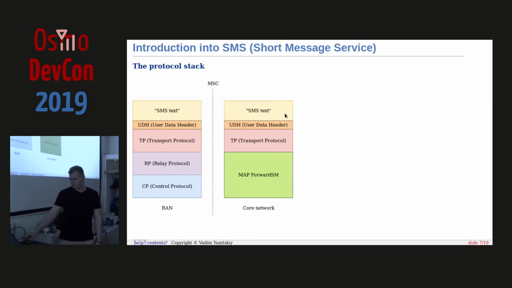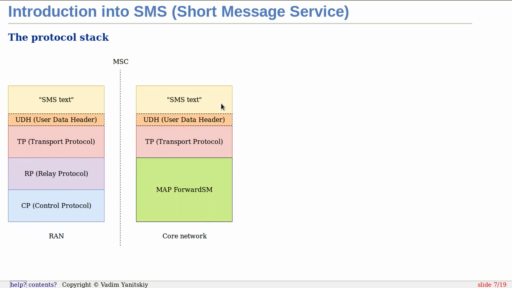Yes, so this is a graphical representation of the SMS protocol stack, and it's a bit different on the radio access network and on the core network. So you have your application layer. Basically it's just the text of your SMS. You optionally might have a user data header. It's used in case of multi-part SMS, where you can indicate which part it is and how many of them are still pending.